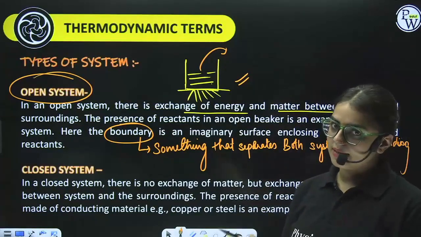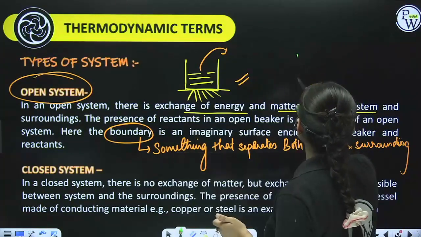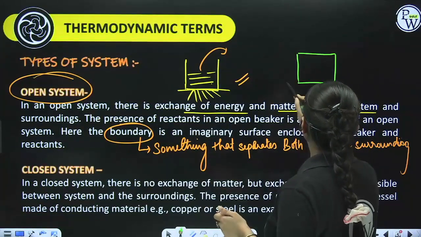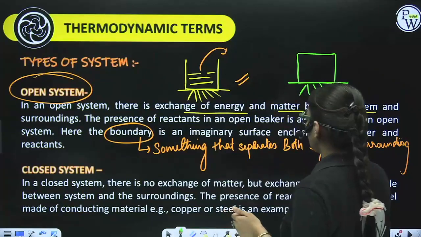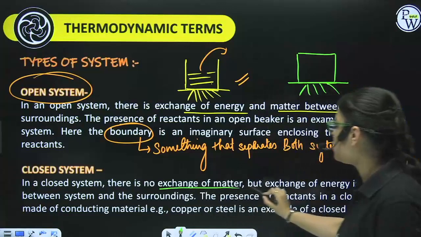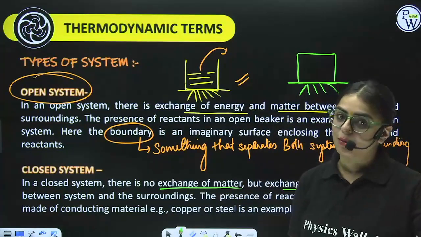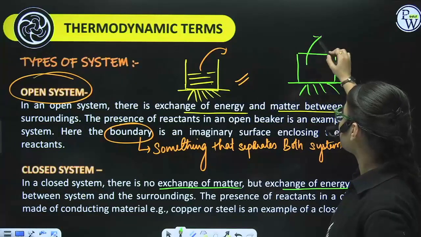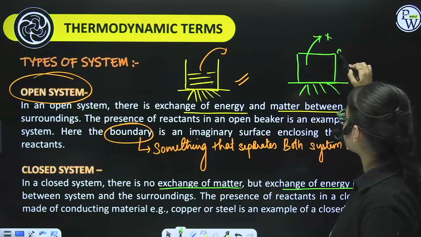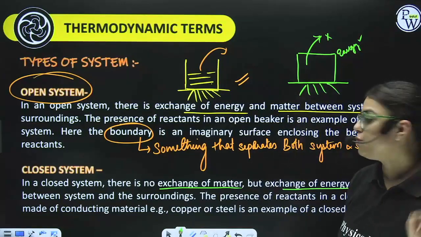Now come, students, the next is the closed system. Now closed system, the name itself says, something is being closed from the top. If something is being closed from the top, what kind of exchange can be possible? There is no exchange of matter, but exchange of energy is possible between system and surrounding. Matter cannot exchange, but energy can be exchanged.